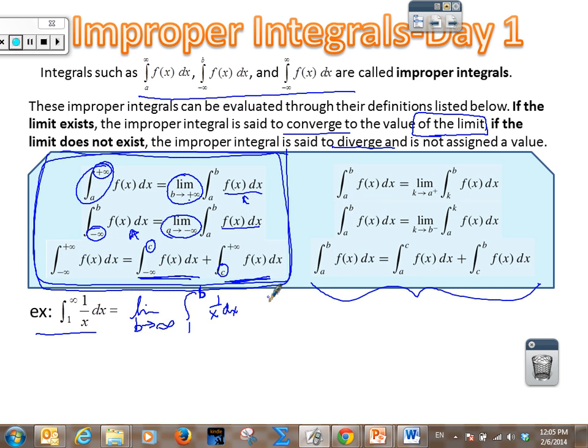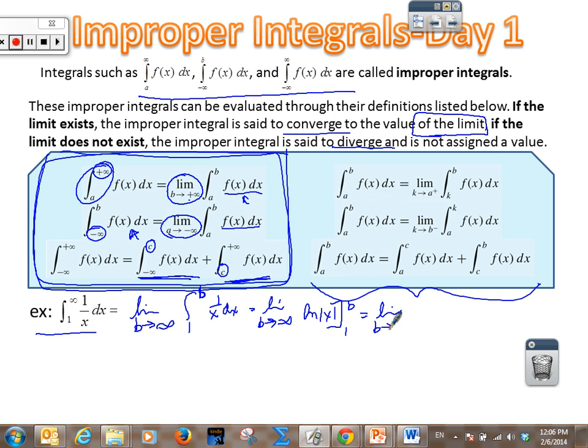Then we would work the integral. Now I'm going to focus my attention on the integral, and I'm going to work the integral, and then I'm going to apply the limit. That's the order that we work it in. So we're going to pay attention to the integral. The limit's just going to hang along, and then we will apply the limit. So limit as b goes to infinity. We know that the integral of 1 over x is ln absolute value x. We will evaluate that from 1 to b.